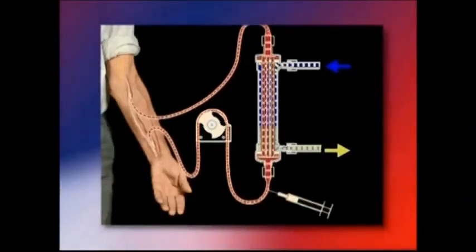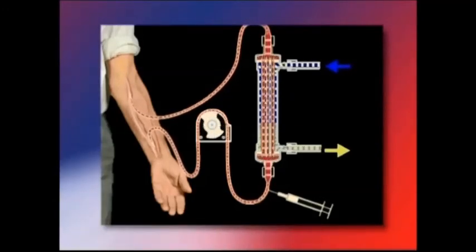To prevent the blood from clotting, an anticoagulant is added during the dialysis. The blood that has been filtered in the dialyzer is pumped back into the body, and the wastes and excess water in the dialysis fluid is drained away. The machine monitors the treatment, making sure it runs safely and efficiently.